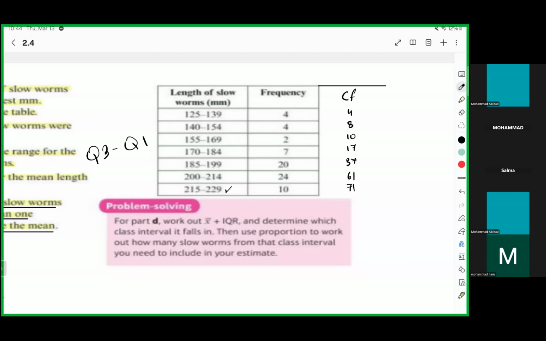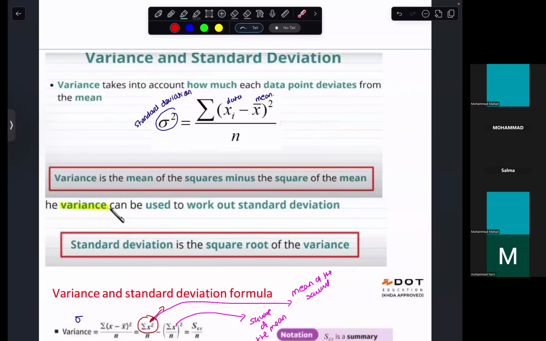Let's talk about the variance and the standard deviation. When I'm talking about variance and standard deviation, you remember what is variance and standard deviation? Variance is a measure of spread. Okay. And for that, we remember which formula?